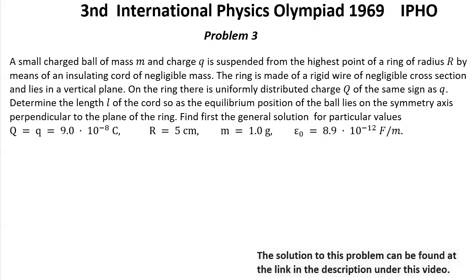Find the first general solution, then for particular values: Q equals q equal 9.0 multiplied by 10 to the power negative 8 coulombs, R equal 5 centimeters, m equal 1 gram, epsilon 0 equal 8.9 multiplied by 10 to the power negative 12 farads per meter.